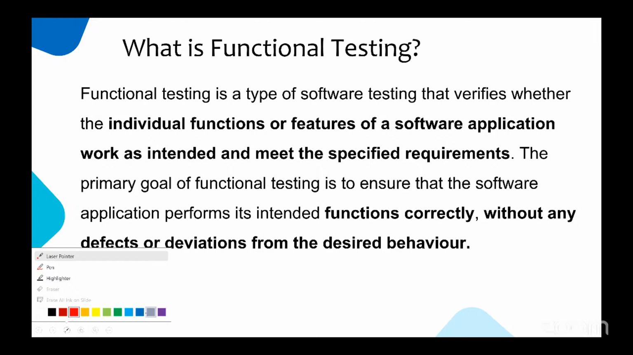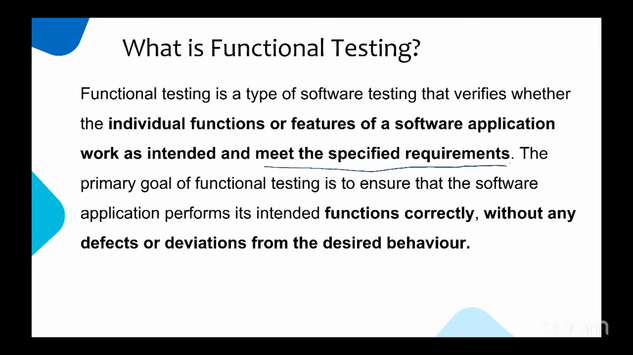Like this, the definition will come everywhere: whether it meets the specified requirement. The primary goal of functional testing is to ensure that the application works correctly without any defects or deviation from the desired behavior. This is how the application should behave. You're giving an input, and the output should come like this only. So that we are testing.